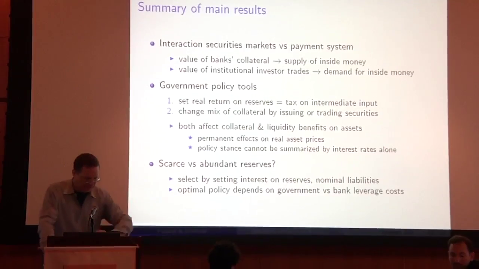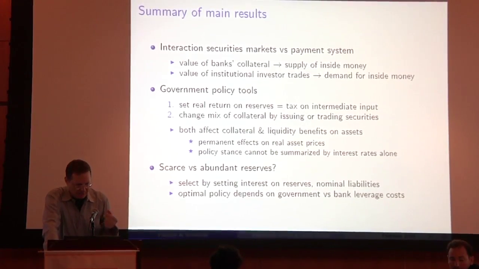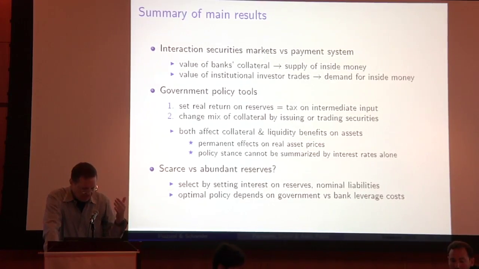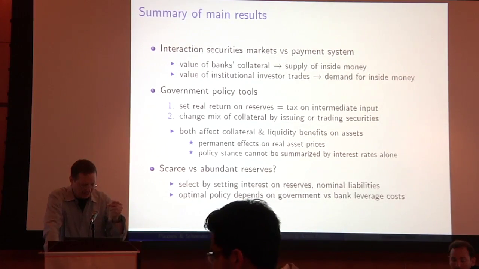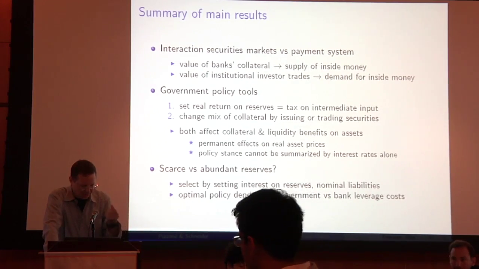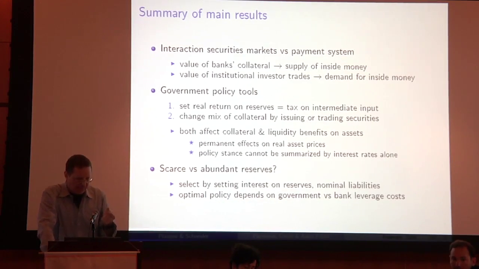So let me sum up the takeaways from this analysis. In this world where you have this two-layer structure where securities market traders are also present in this end-user layer, the interaction goes two ways. The value of bank collateral means the supply of inside money is affected, and the value of institutional investor trades means that the demand is affected, and that has opposite effects on the price level.